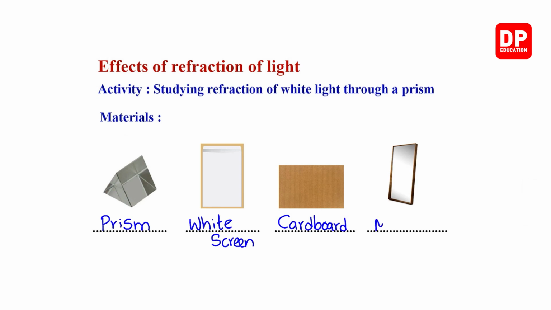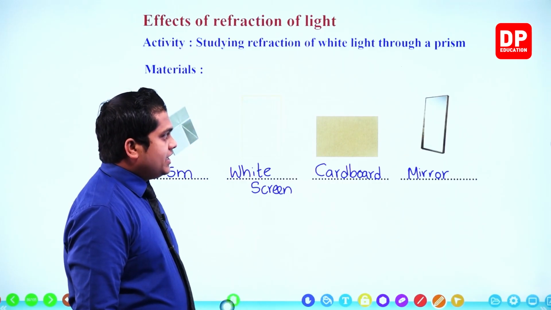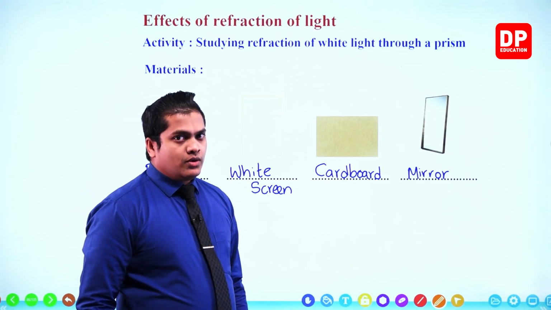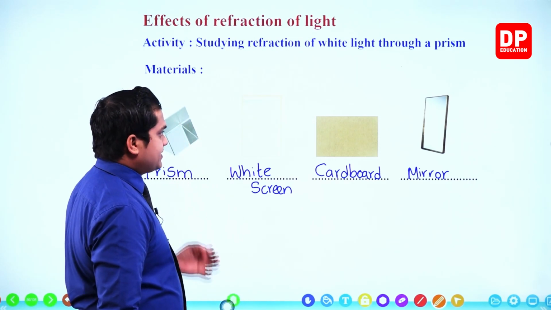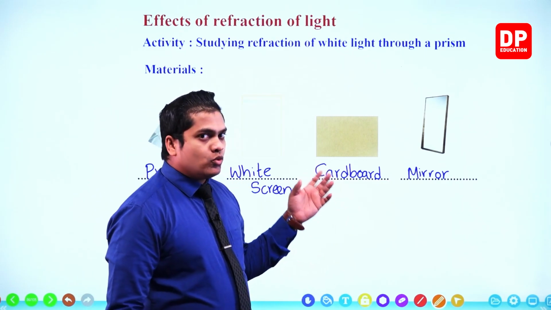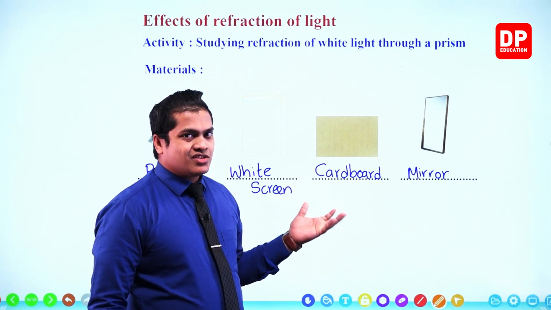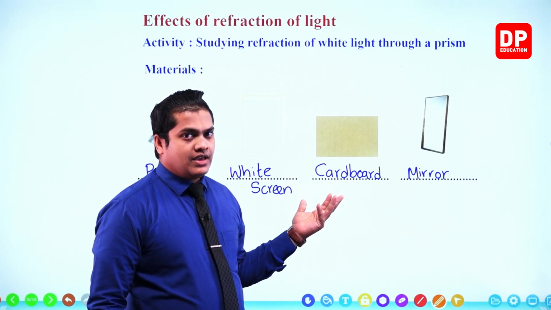Then a mirror. Right? Then we'll be needing a mirror. So we'll be needing this mirror, my dear children, in order to reflect a good beam of light towards the prism. Now we have to place the mirror outside, or else if you have the prism with you, you can just go outside and do the activity.